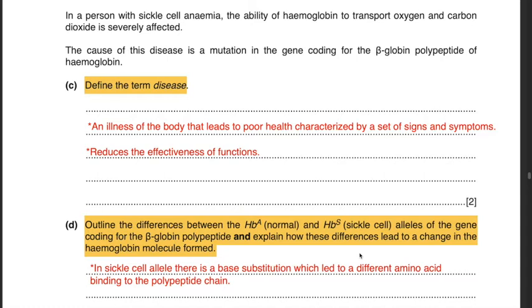signs and symptoms. Writing that one statement will earn you 2 marks, because 1 mark is for the illness of the body that leads to poor health. The second mark is for characterized by a set of signs and symptoms. You could also mention reduces the effectiveness of functions. However, it is better to remember this given definition over here. A disease is an illness of the body that leads to poor health, characterized by a set of signs and symptoms.